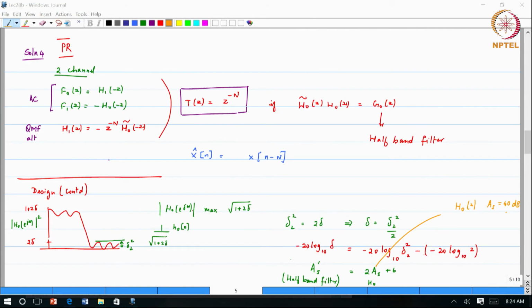Now, if you are going to normalize by 1 over square root of 2 delta to get the maximum magnitude to be equal to 1, then what will be the magnitude of the stop band ripple? Instead of delta 2, if you normalize, it will become delta 2 divided by 1 plus 2 delta. So, you may want to assume that you are normalizing everything and then rewrite the equation for the attenuation, but keep in mind that we now have to design a half band filter which is much more stringent than the actual filter we are trying to design.